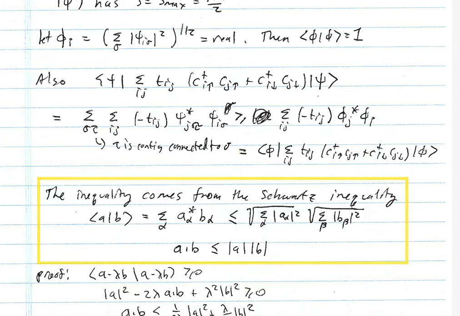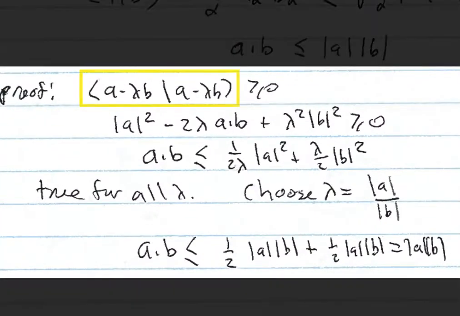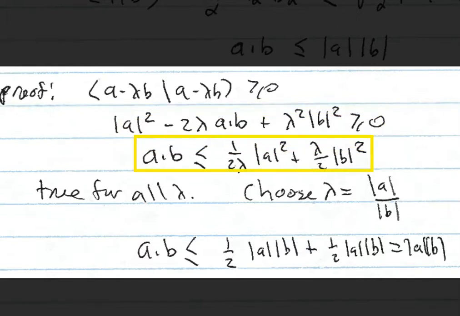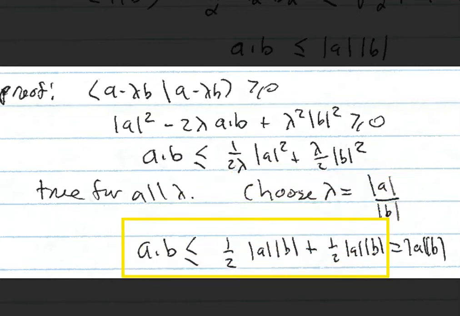Now the proof of this is something that we have proved before. I'll just sketch it for you once again. If you look at the state A minus lambda B and take its norm, that must be greater than or equal to 0. If you work it out, you get A squared minus 2 lambda A dot B plus lambda squared B squared. That means A dot B is less than or equal to 1 over 2 lambda mod A squared plus lambda over 2 mod B squared. And we simply choose lambda equals mod A over mod B, and you find A dot B is less than or equal to a half A times B plus a half A times B, which is just equal to A times B. And so that's the way that you prove this Schwarz inequality.